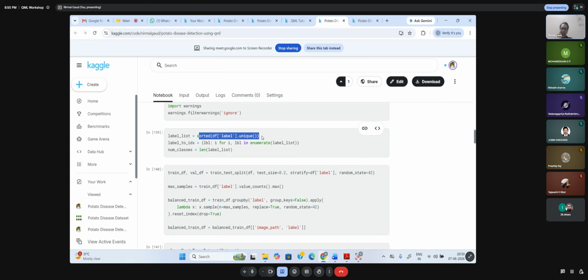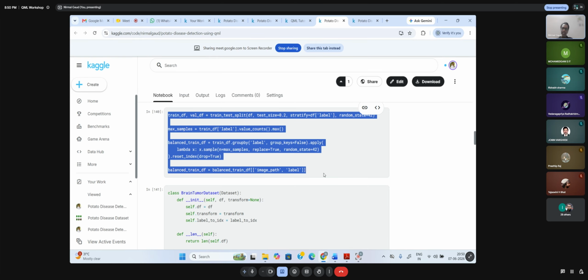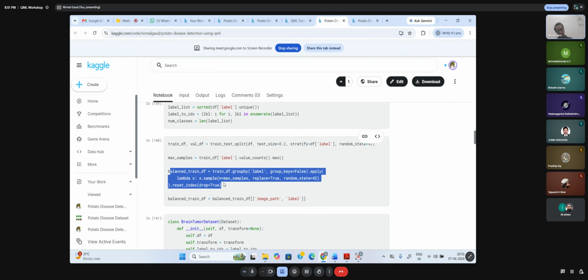Three unique labels are there. Let me name them 0, 1, and 2. Give IDs to them: 0, 1, and 2, enumerations. Then do one thing: split the data into training and testing, and only balance the training data. I think I've made this clear many times in my workshops. Here also I'm telling you: don't balance the data first and then split. Don't do that. First split, and balance only the training data. Don't touch testing.